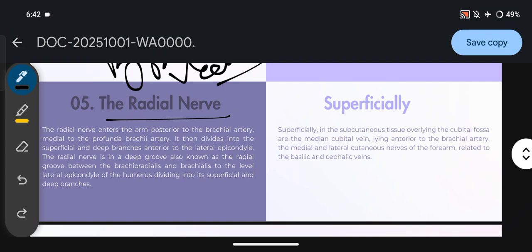of the lateral epicondyle of the humerus, dividing into its superficial and deep branches, and one other branch superficially in the subcutaneous tissue overlying the cubital fossa at the median cubital vein, lying anterior to the brachial artery, and the medial and the lateral cutaneous nerve of the forearm related to the basilic and cephalic veins.